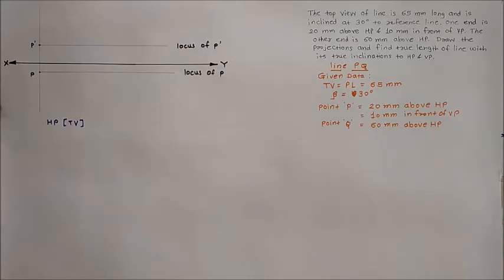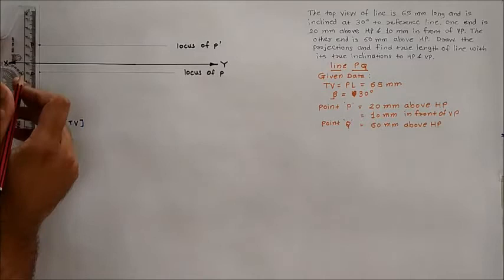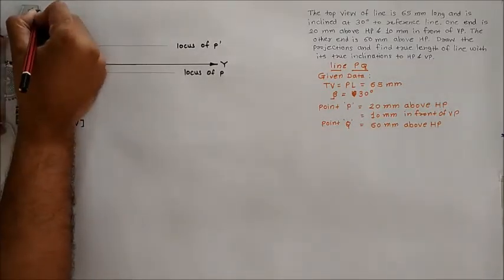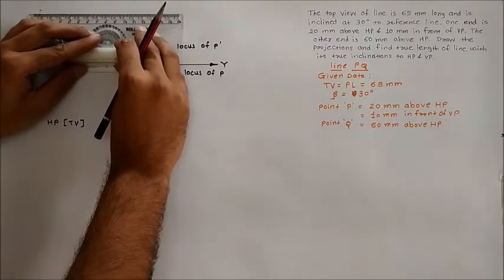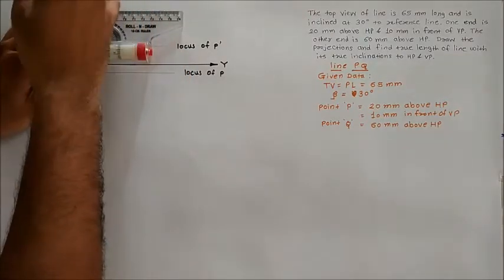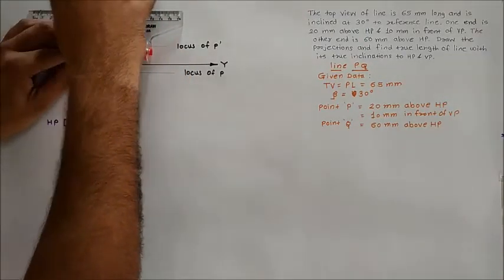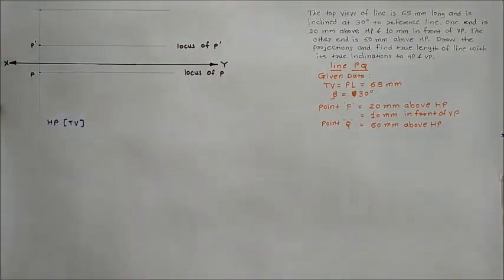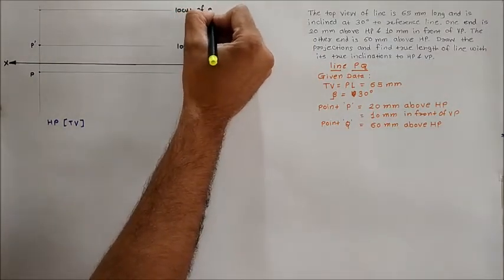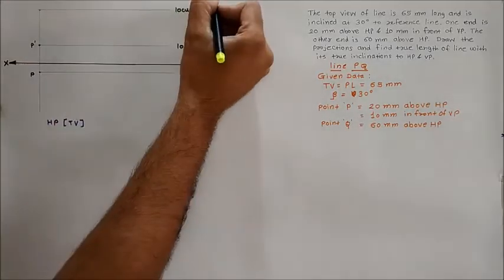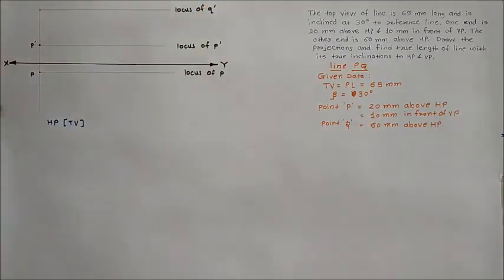So above HP means it is visible in the front view. So above XY line at 60 mm you have to mark a point, and through that point you have to draw the locus of point Q in the front view as per the given data. Give the nomenclature as a locus of point Q. But this Q point is in the front view, so this is the locus of Q dash.